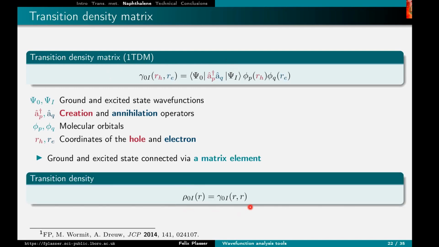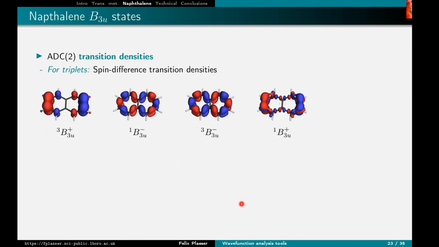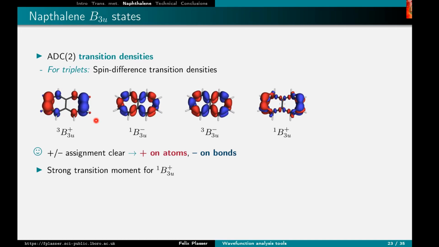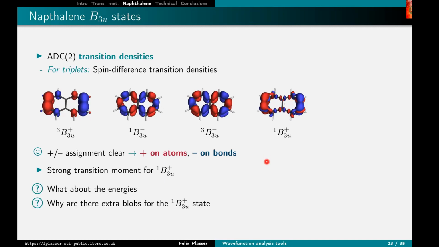So we do that. We compute the transition density, which is the diagonal of the transition density matrix, where the hole and the electron are at the same point in space. Suddenly we do that, and we find the difference. The minus states have transition densities on the bonds. The plus states have transition densities on the atoms. And then you can think of this as a strong transition moment, because the transition moment is just the thing pointing from the red blob to the blue blob.